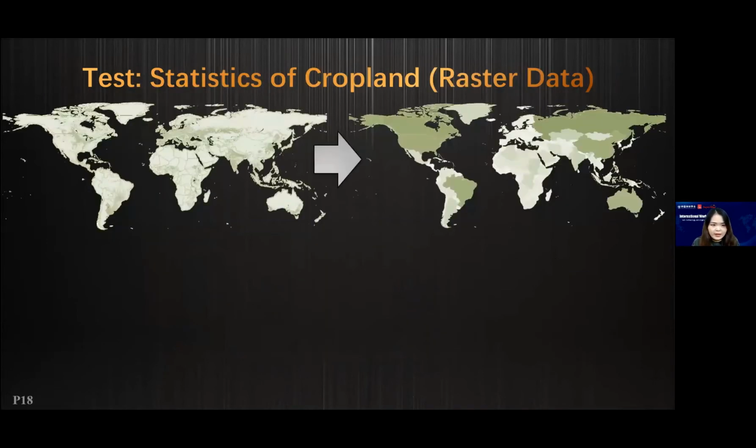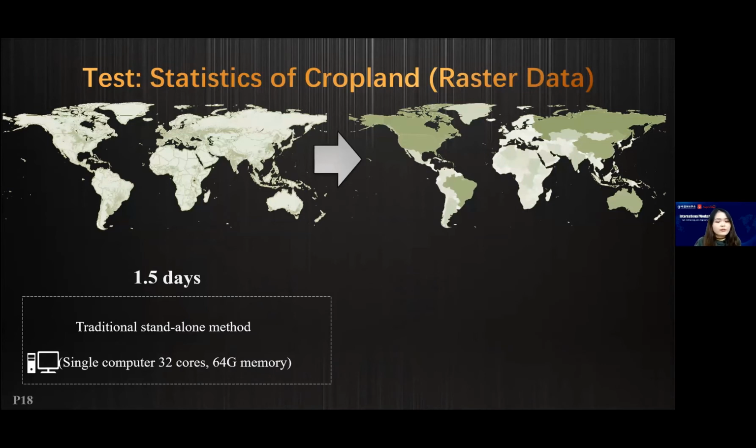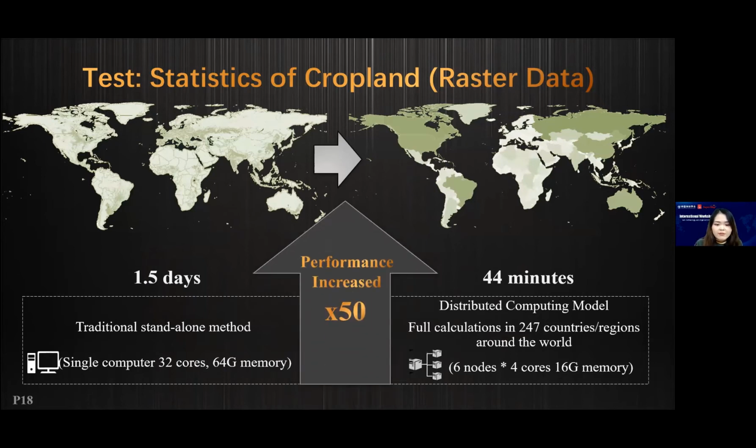For the raster data, we did statistics of global cropland. The traditional standalone method takes a day and a half to finish the whole statistics, but the distributed method only takes 44 minutes, which is a 50 times performance increase.